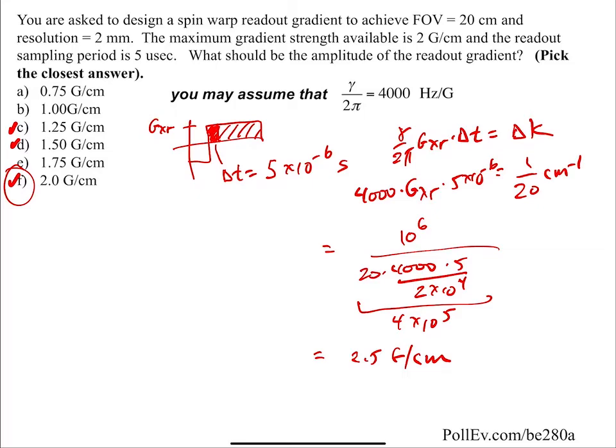Yeah, so that's why it says pick the closest answer, right? The closest answer is 2.5, so the closest you can get to 2.5 is 2. Oh, so in theory, the gradient can be like 500, but... This actually happens in real life where you might have a desired resolution and the system just can't do it. So in this case, if you enter this in, the scanner would say, I can't do this. The maximum I can do is this, okay?